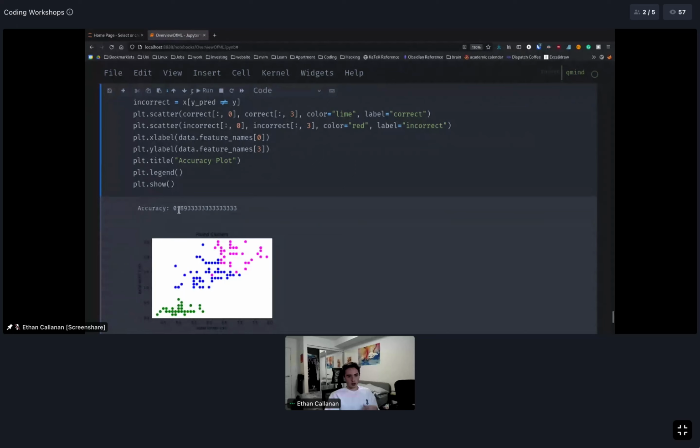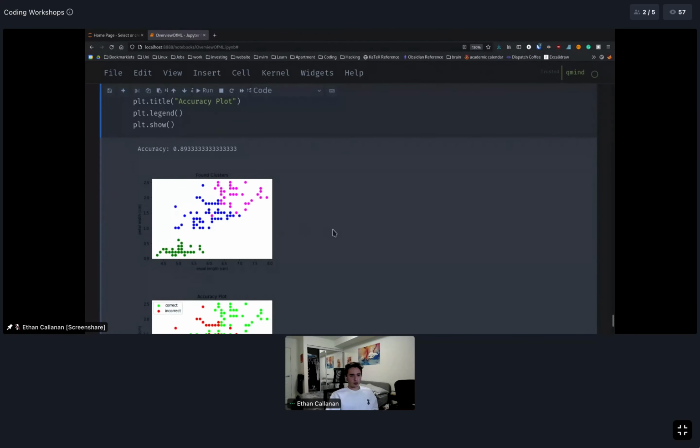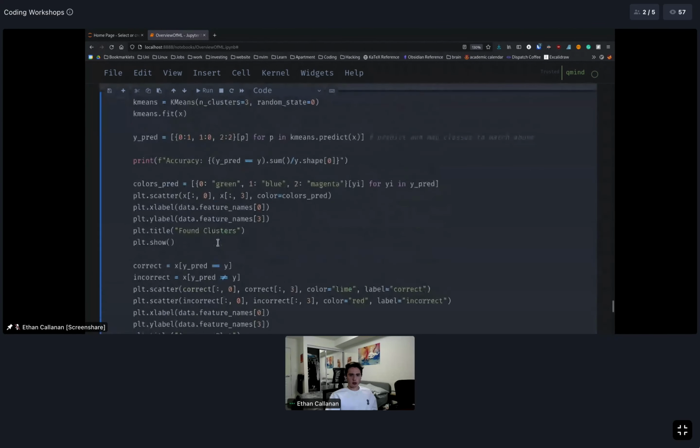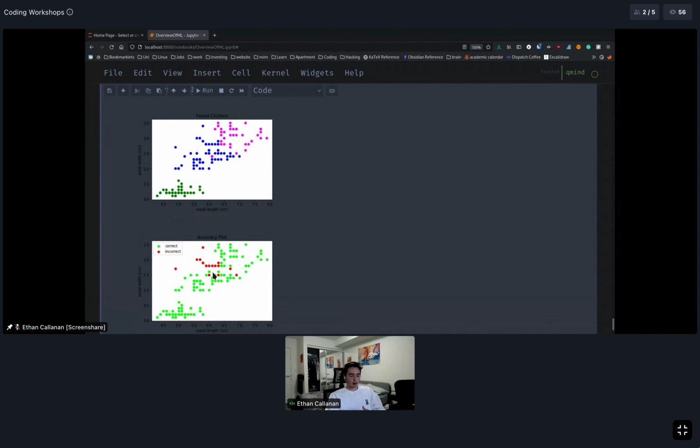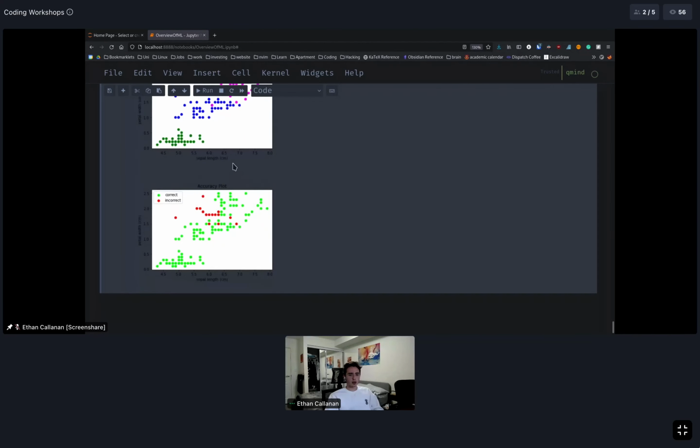As we can see, it was 89% accurate, and this is our found cluster. This is what it classified everything as and decided on. And then here I've plotted the green as the ones that it got correct and the red it got wrong. As you can see, it's misplaced one of the clusters a little bit, but it's not a perfectly separable data set by the clusters.